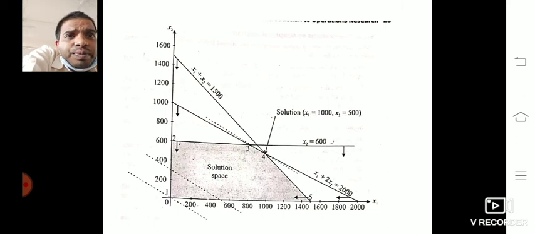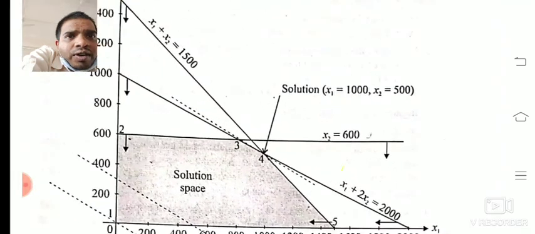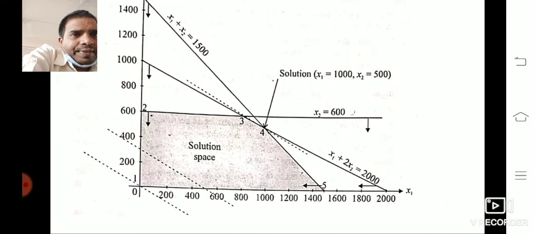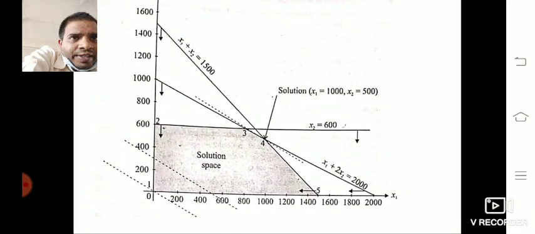That feasible solution space has 5 corners: 1, 2, 3, 4, 5 corners are there here. In these 5 corners, when you draw the parallel lines by using a rotoscale, that intersects any one corner of the feasible solution space. Here it is intersecting at the 4th corner. For the 4th corner, x1 is 1000 and x2 is 500. This is from the Z equation line method.